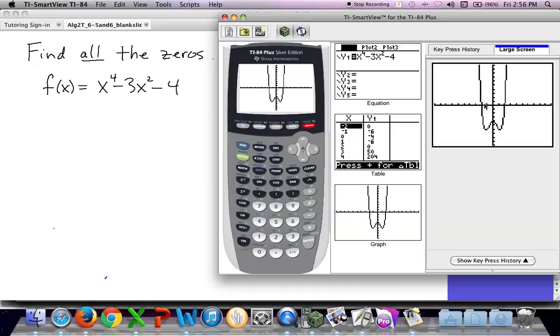It looks like it's 2 and -2. So you could look in the table of values. Guys, look in the table of values. At -2, 0. At +2, 0. So those are the zeros, right? But we still got to find the last 2 zeros, right? What do we normally do? Once we've got our zeros from the graph, we use synthetic division.